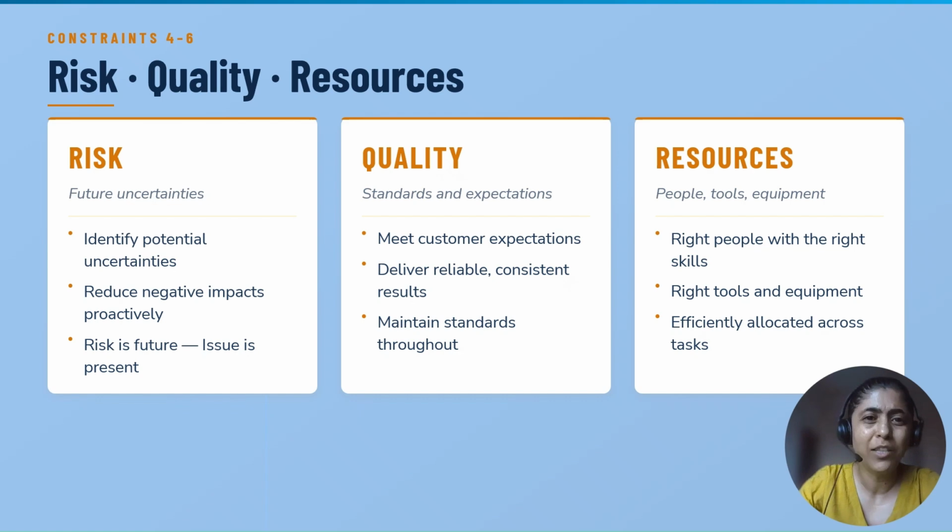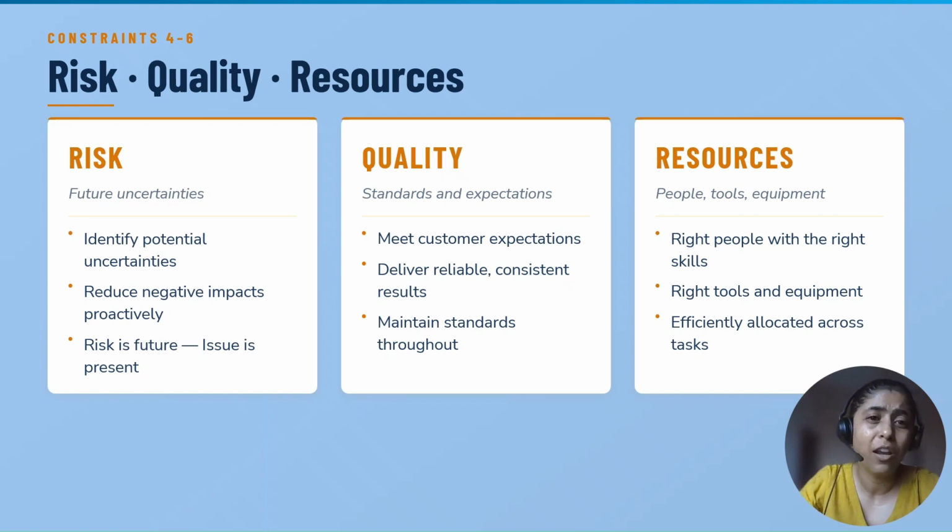Now let's look at three remaining constraints: risk, quality, and resources. Risk refers to future events that may or may not happen. For example, suppose you're constructing a bridge during rainy season. Heavy rainfall may delay the construction. At this point, nothing has happened yet. It is only a possibility, and that is why it's called a risk.